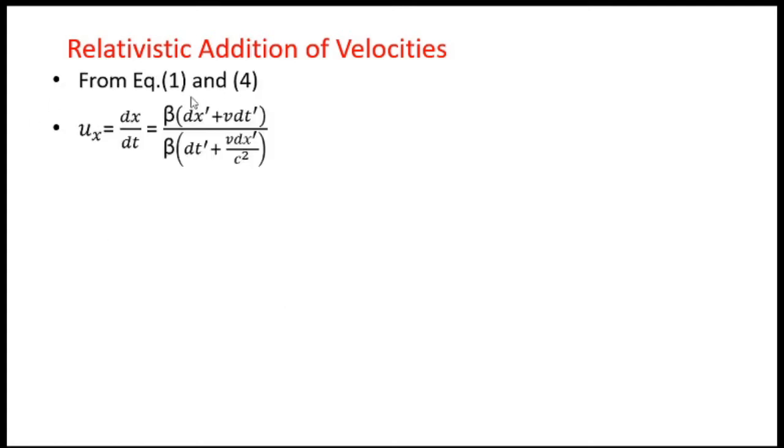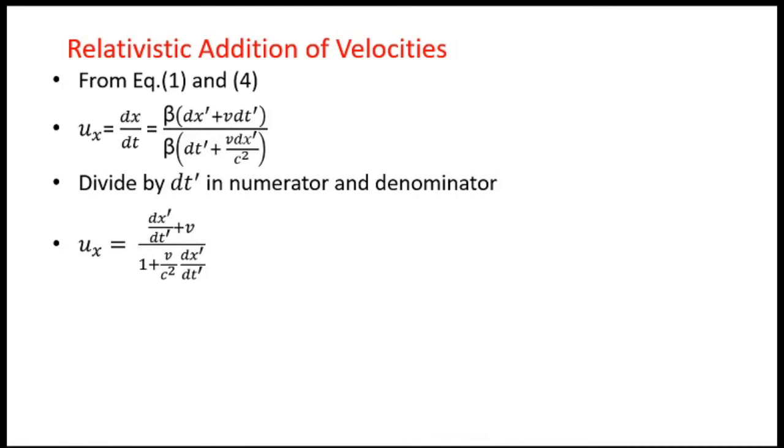So from equation 1 and 4, equation 1 gives ux is equal to dx upon dt. Substitute the values of dx and dt. So I get ux is equal to beta times dx dash plus v dt dash divided by beta times dt dash plus v dx dash upon c square. So divide by dt dash in the numerator and denominator. It gives me ux is equal to dx dash upon dt dash plus v divided by 1 plus v upon c square dx dash upon dt dash.